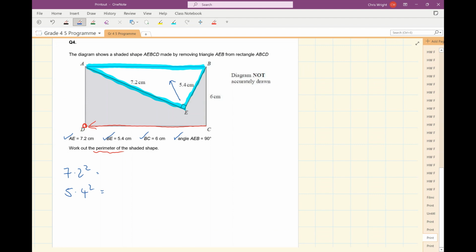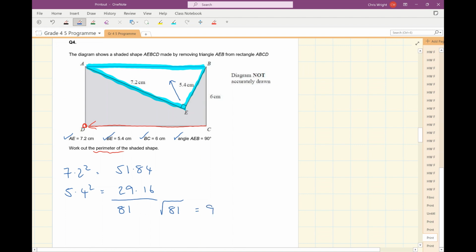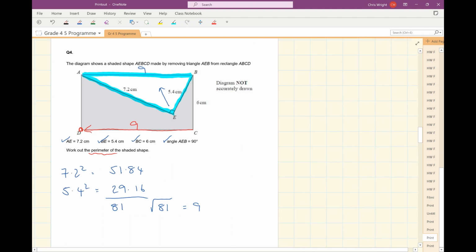So 7.2 squared, 51.84. 5.4 squared, 29.16. Right, I'm going to add those together. Gives me 81, not 18, sorry, 81. So square root 81, and I get 9. So that blue length is 9. So this red length is 9. And now I think I'm in a position to find the perimeter of the shaded shape.